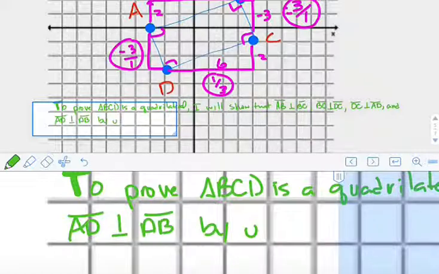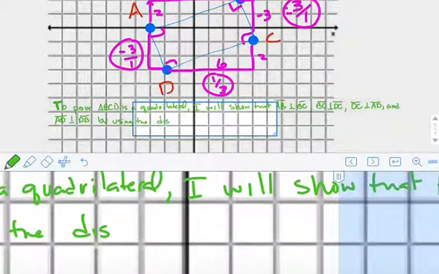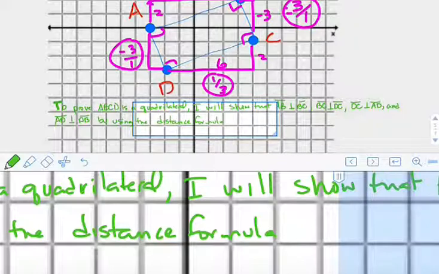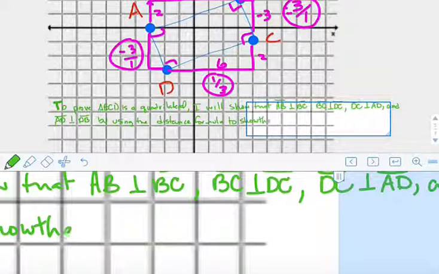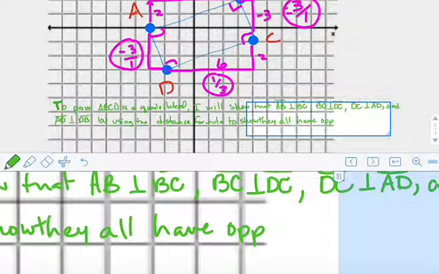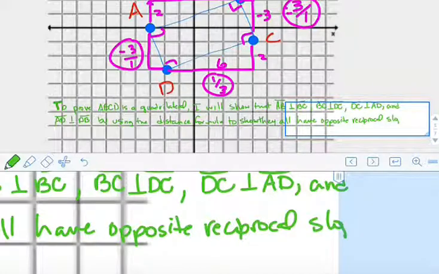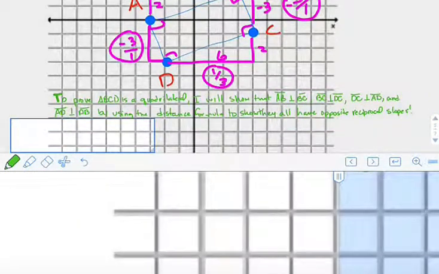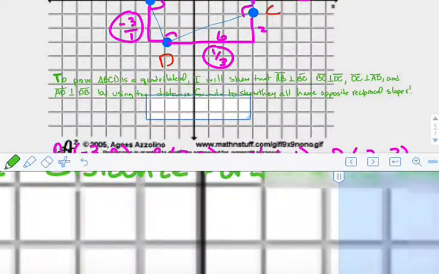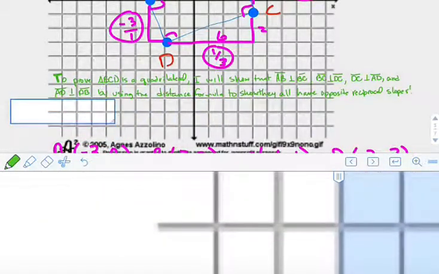Now let's tell the reader how we're going to do it. So we're going to do it by using the slope formula. And now how we know we're going to be right. So to show they all have opposite reciprocal slopes. And let's put an exclamation point because that's our last one. So now let's go ahead in the middle here. Actually, let's do it right here.